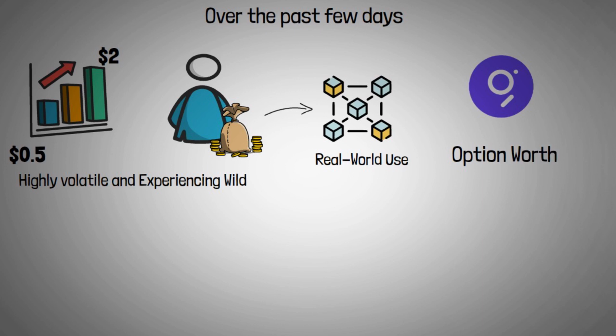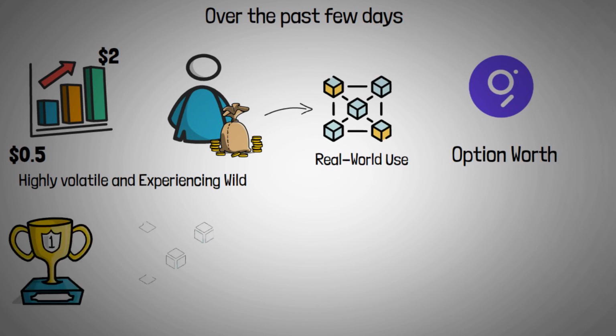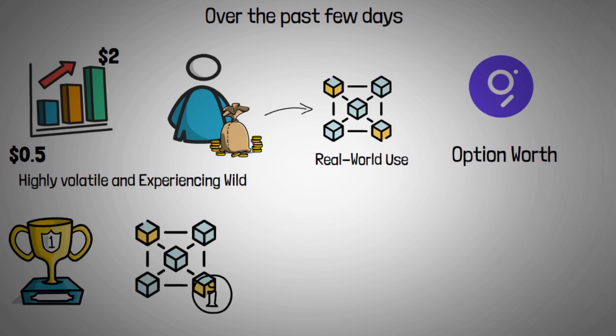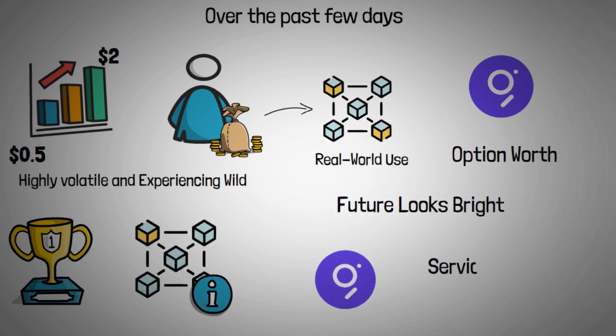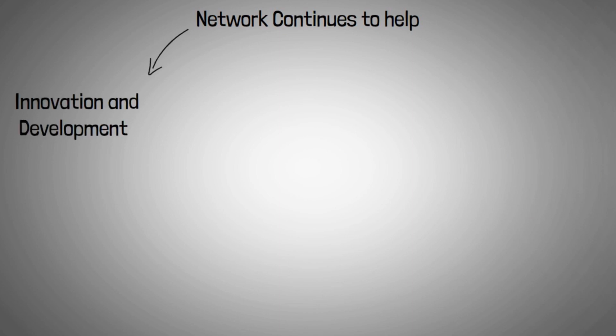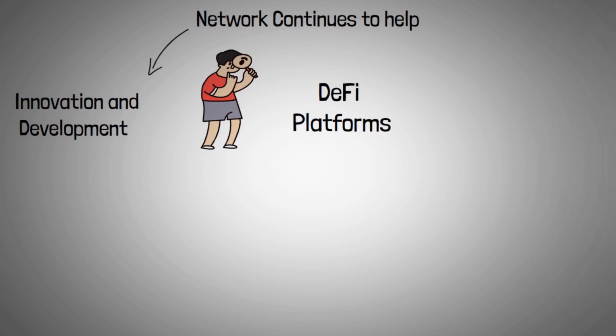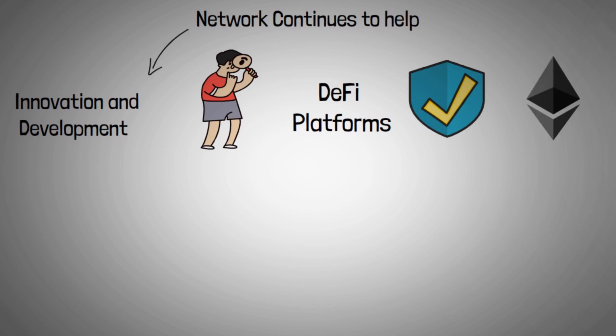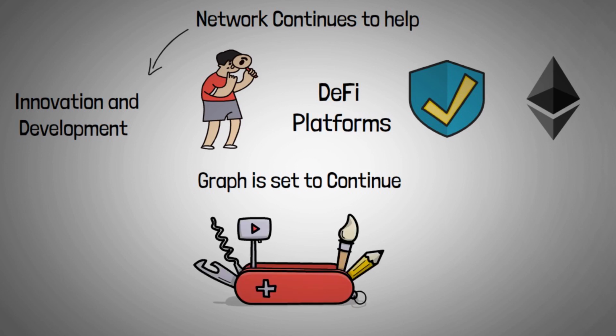There is currently no other cryptocurrency that offers the same services as GRT. If it succeeds in becoming the information channel for blockchain projects, then the future looks bright for the token. The Graph provides a much-needed service to an industry on the verge of another breakout year. The network continues to help fuel further innovation and development of the decentralized sector. As the industry blossoms, you can expect to see even more DeFi platforms leverage this secure and efficient method for acquiring Ethereum blockchain data. For now, The Graph is set to continue its role as a cornerstone technology in the market.